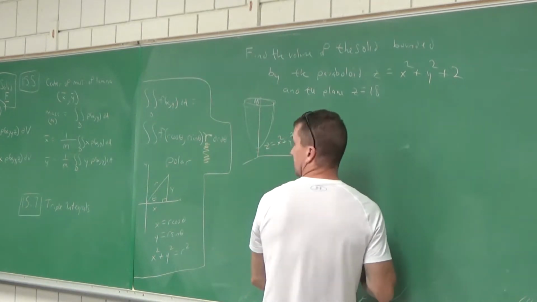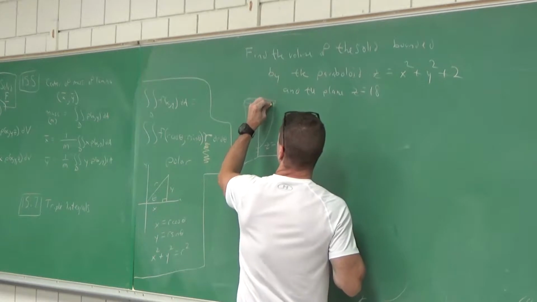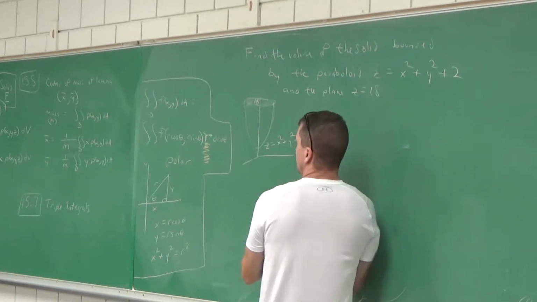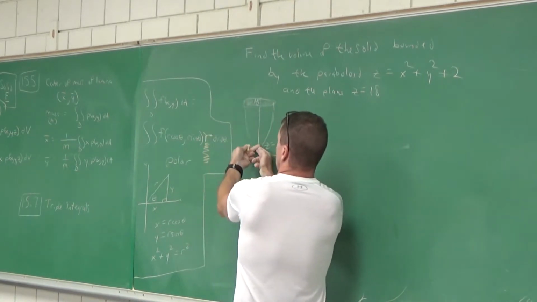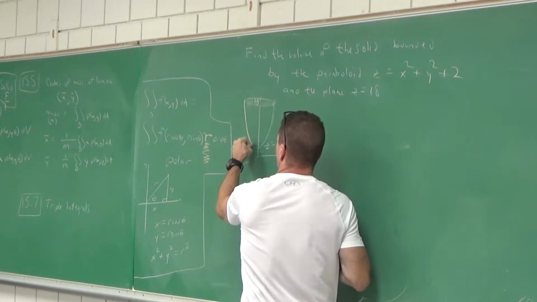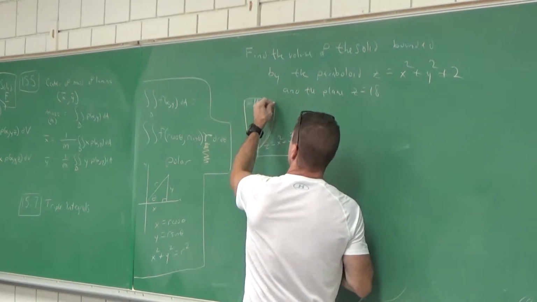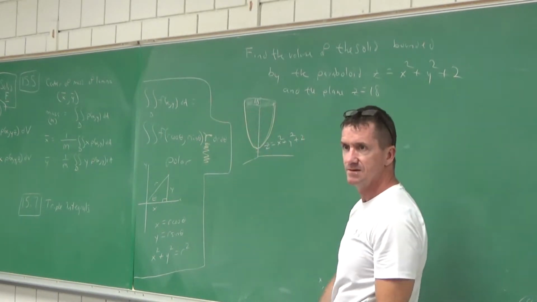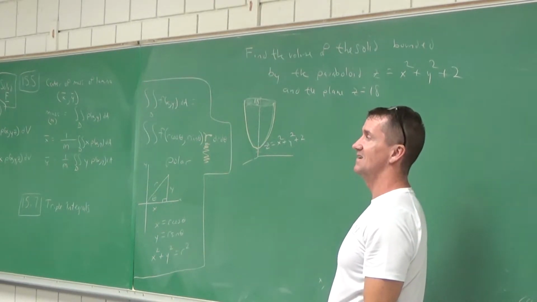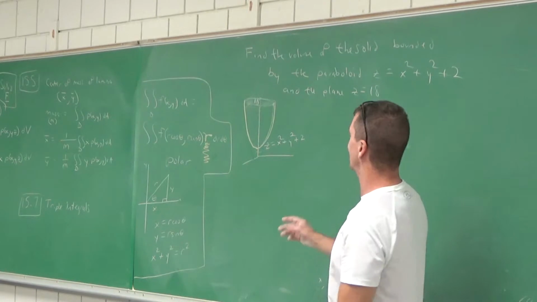And look at the volume of this solid bounded above by the z equals 18, and then bounded below by this surface. This is the bottom surface, the z equals x squared plus y squared plus 2. We're going to get the volume of that solid. Triple integral, right? Triple integral for what? For volume.